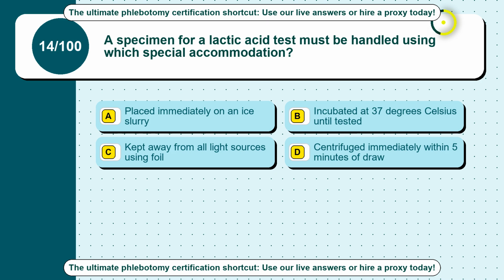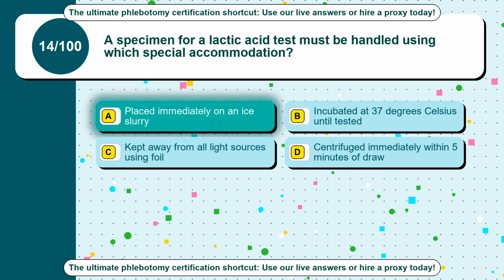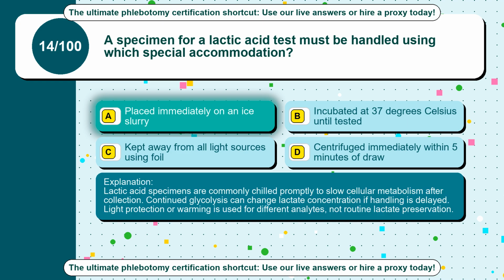Option B, incubated at 37 degrees Celsius until tested. Option C, kept away from all light sources using foil. Option D, centrifuged immediately within 5 minutes of draw. The correct answer is option A, placed immediately on an ice slurry. Lactic acid specimens are commonly chilled promptly to slow cellular metabolism after collection. Continued glycolysis can change lactate concentration if handling is delayed. Light protection or warming is used for different analytes, not routine lactate preservation.